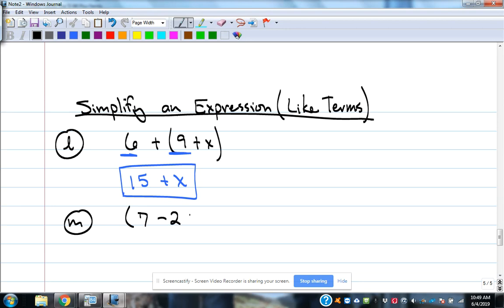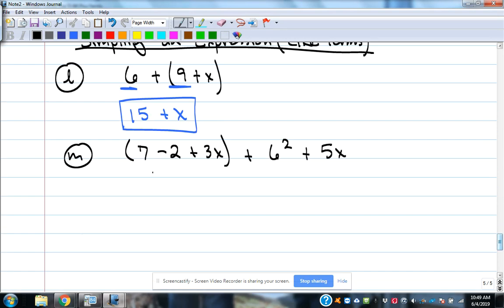7 minus 2 plus 3x plus 6 squared plus 5x. So here we have to do a little order of operations because you've got some parentheses and some exponents going on there. So we're going to start with parentheses. Inside the parentheses, I can do the 7 minus 2, those are like terms. 7 minus 2 is 5 plus 3x. And then I can do the exponent there. 6 squared would be 6 times 6, which I know is 36. And then the 5x is there.